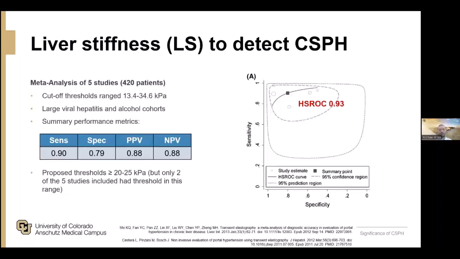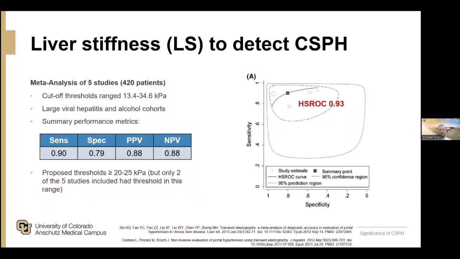Primarily for fibrosis staging, but there is an abundance of data in using this tool to detect clinically significant portal hypertension. What I'm showing you here is data from a meta-analysis of 5 studies, and that included 420 patients. Now, interestingly, the individual thresholds within these 5 studies were very heterogeneous, ranging from 13.4, which I'd argue is too low, to 34.6, which is probably too high.